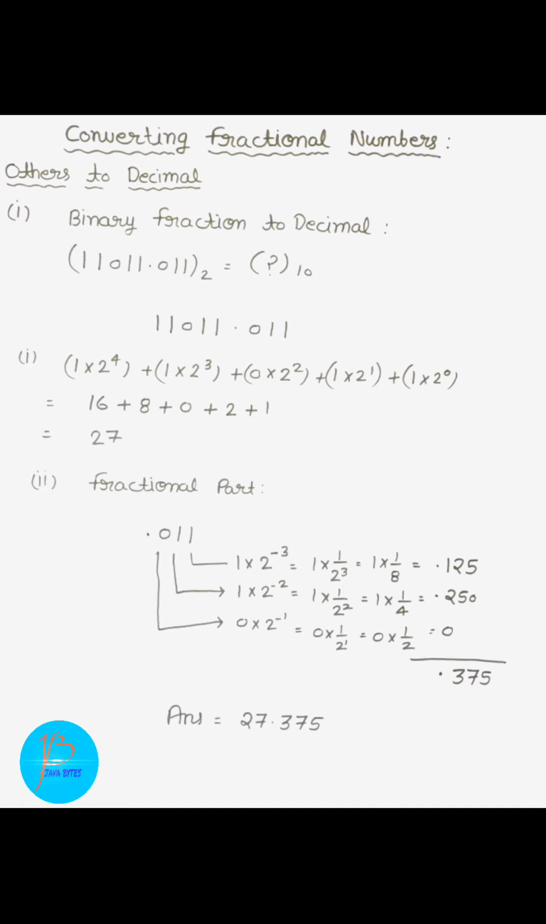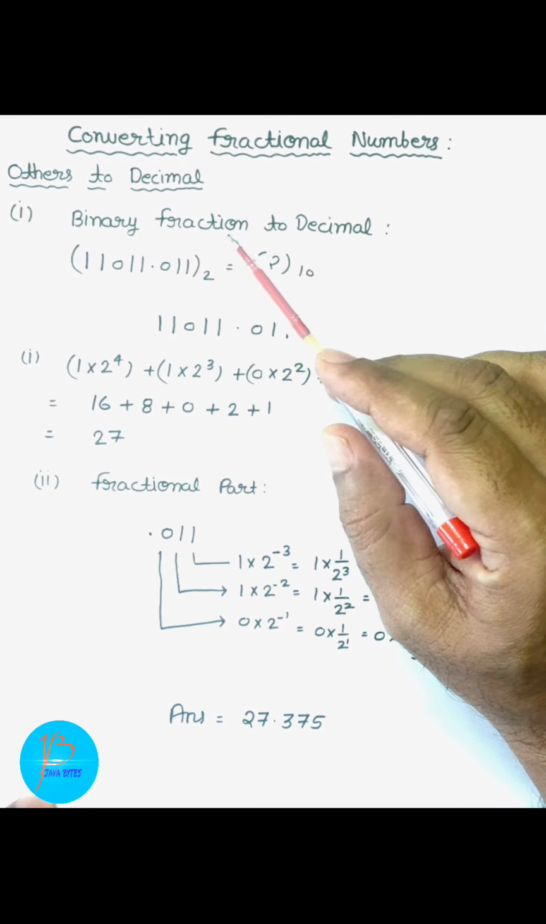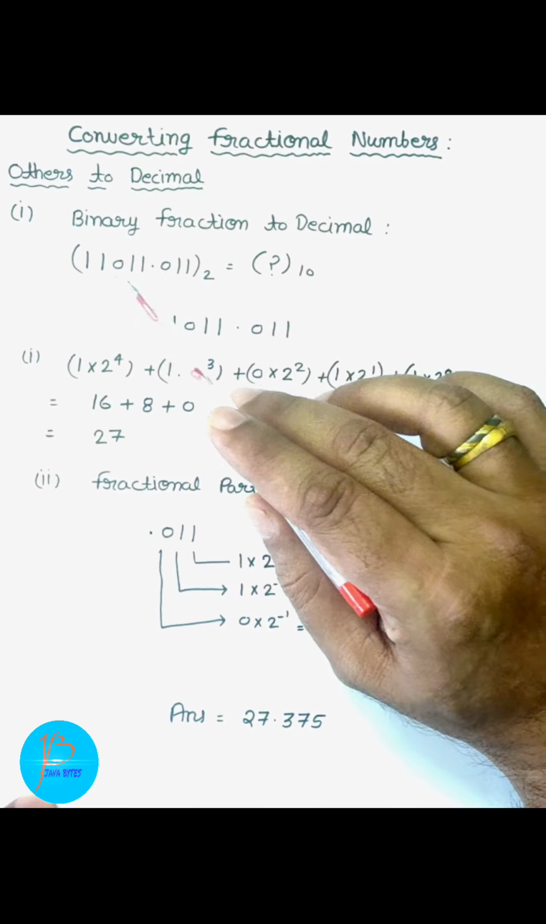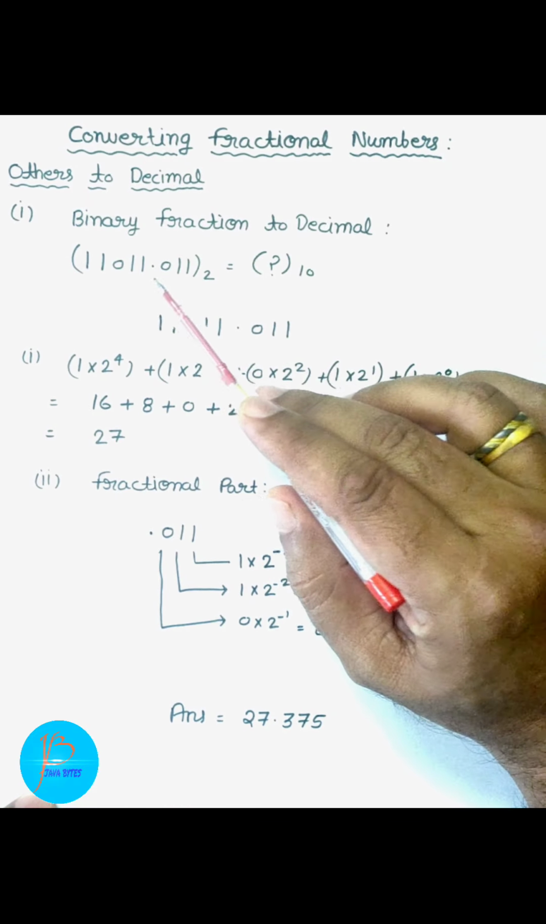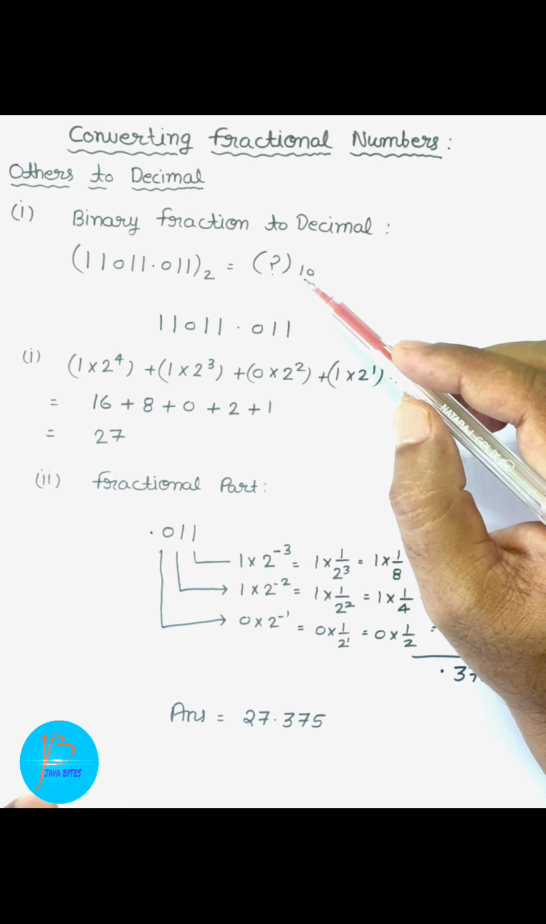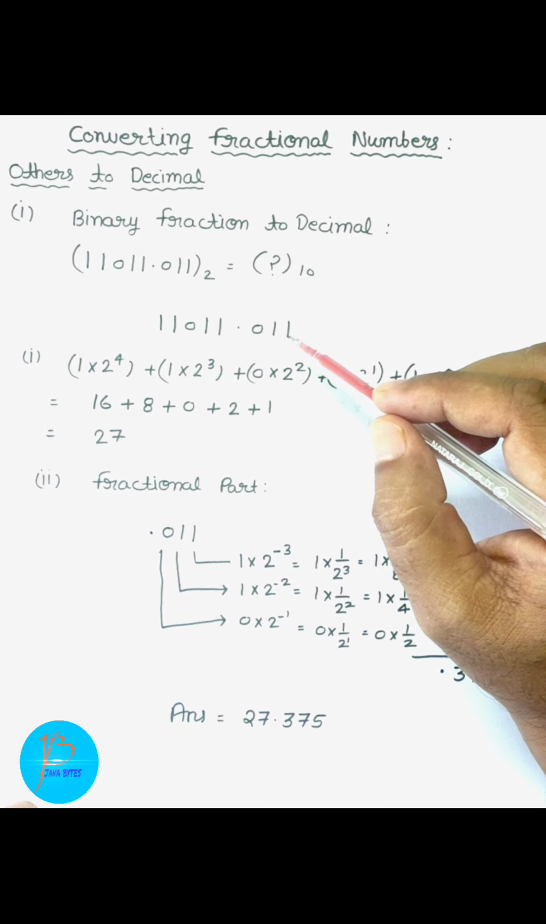In the first example we can see that a binary number is given. Here a binary fraction is given and we have to convert it to its decimal equivalent. The number is given as 11011.011 on the base of 2, and what is asked is its decimal equivalent on the base of 10.